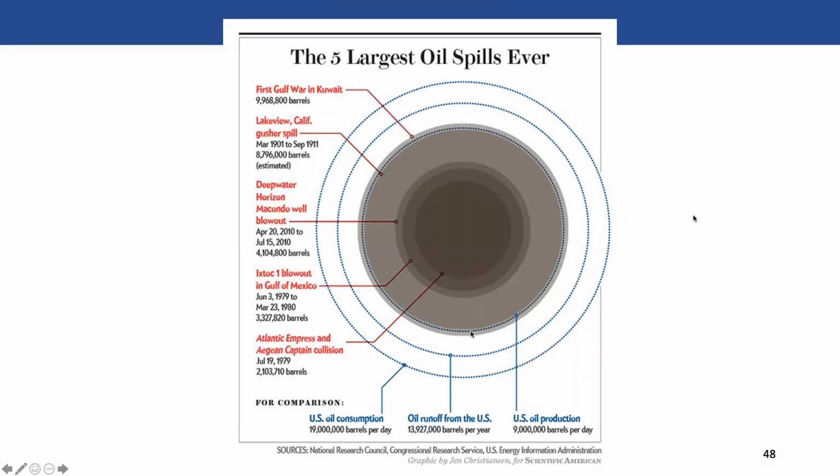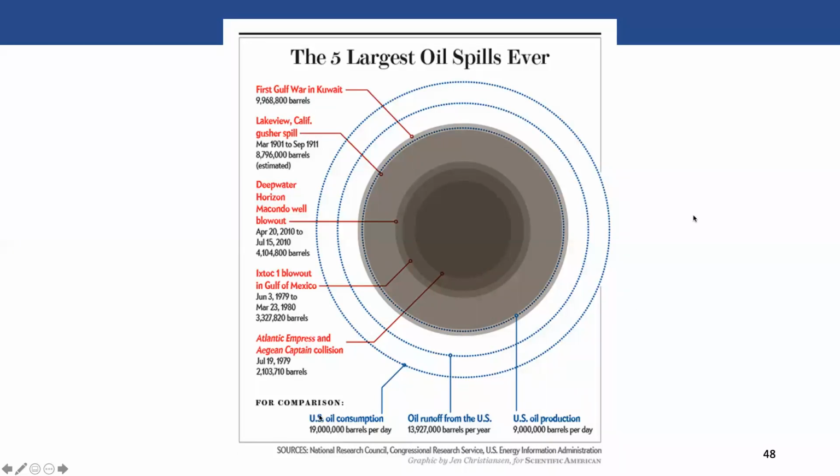Or actually even a little bit more. This is the 5 largest oil spills. We can see the Deepwater Horizon one at 4.1 million barrels of oil.